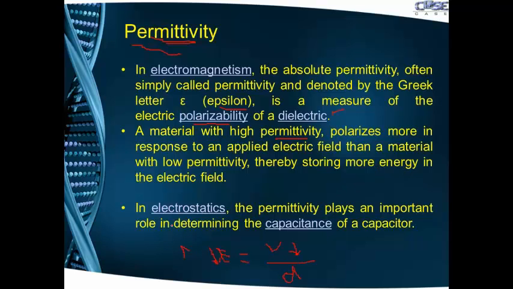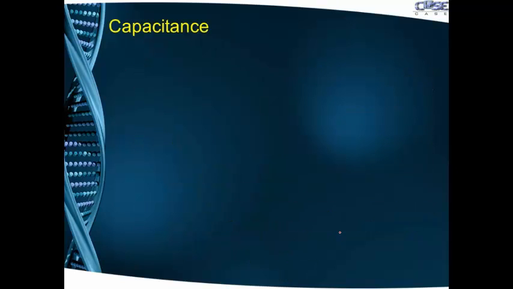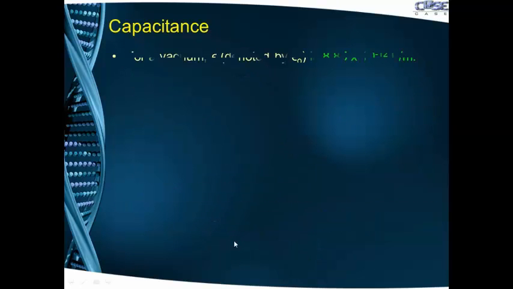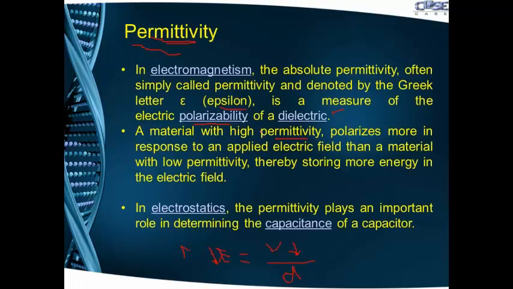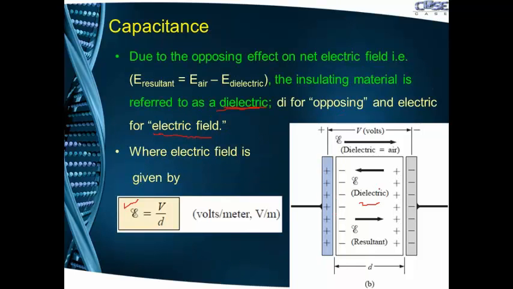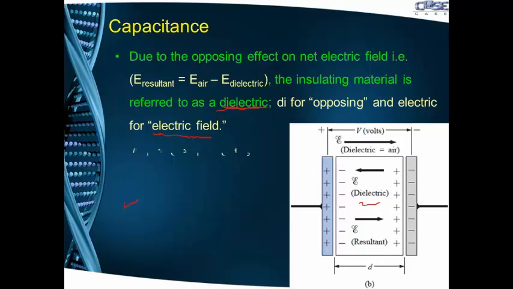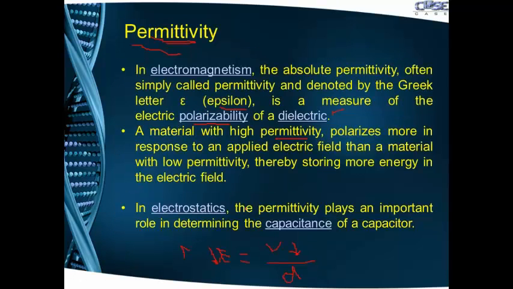In electrostatics, the permittivity plays an important role in determining the capacitance of a capacitor. So this is the permittivity of the dielectric that is inserted between the plates, and its value would determine the capacitance of a capacitor. So if we insert a material within the capacitor plates, then the value of the capacitance would be changed. It would either increase or decrease depending upon the permittivity of the material inserted.